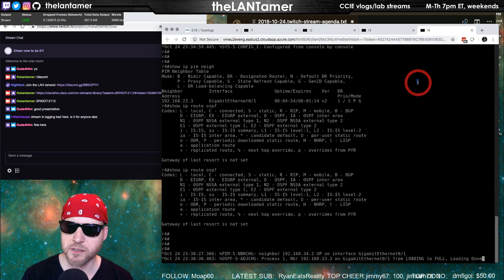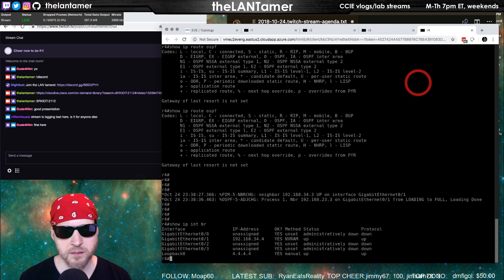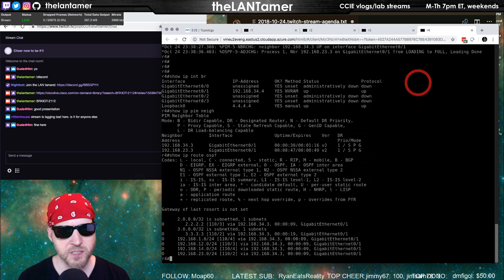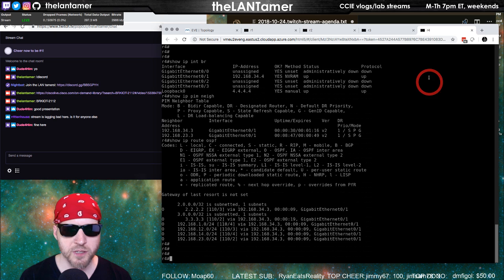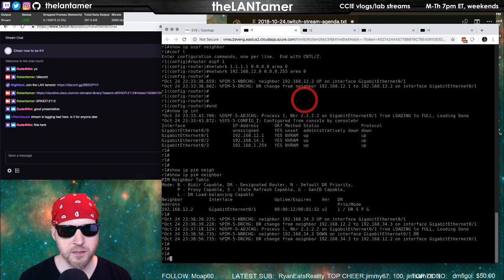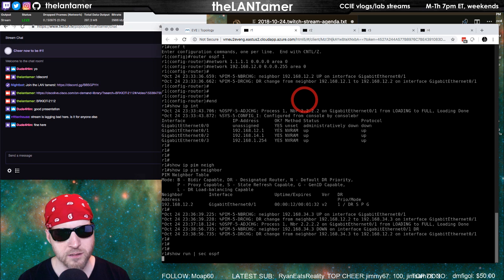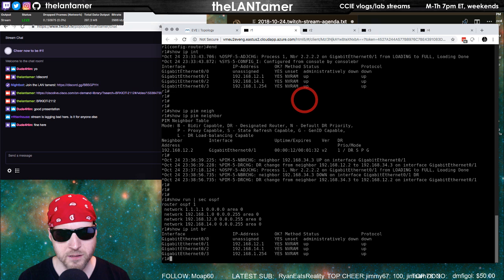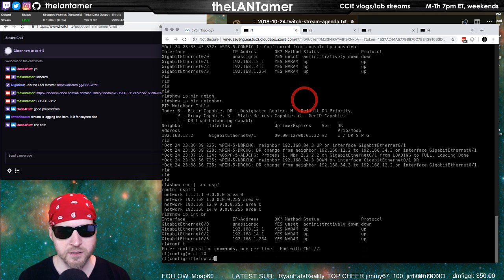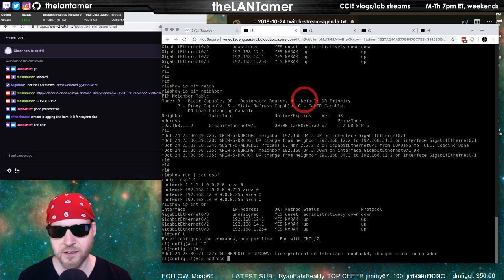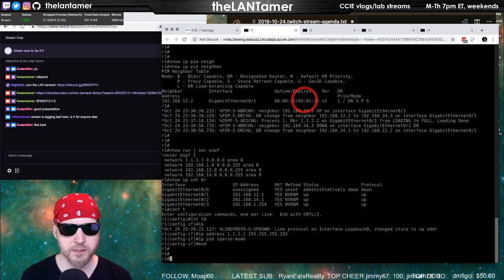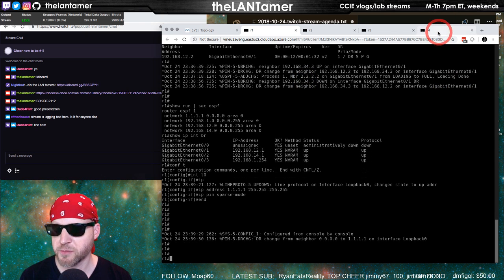All right, and router 4. Yep. Show IP PIM neighbor. Show IP route OSPF. Nice. We don't see 1.1.1.1. That would be why. Okay. Now we should be able to ping that.